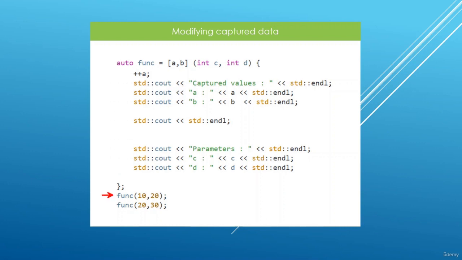So if we call this Lambda function for the first time, A is going to be the same. If we call it for the second time, A is going to be the same. The only difference we will see will be coming from the parameters that we pass to this function here.